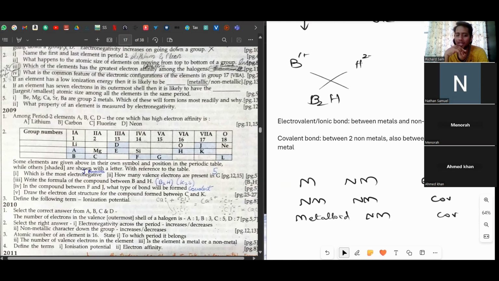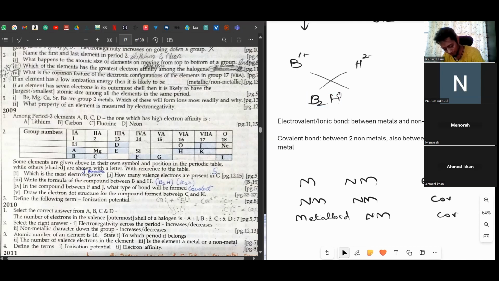Tell me the formula between A and H. You should do it the same way I did it over here. Write A and H, put their valencies, do the crisscross method, and you'll get the answer. So A and H is the same as B and H, because A and B are both in the same group. So A2H.